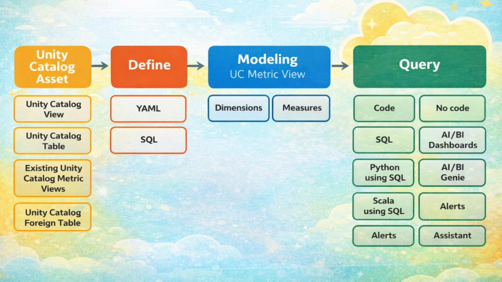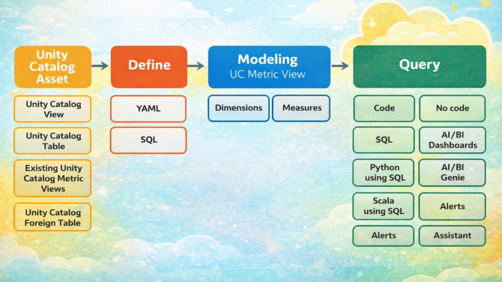Step 2. Define. Once the source asset is identified, the next step is to define the metric view. The definition is created using YAML for semantic modeling and SQL for the metric view DDL. Step 4. Query and consume.